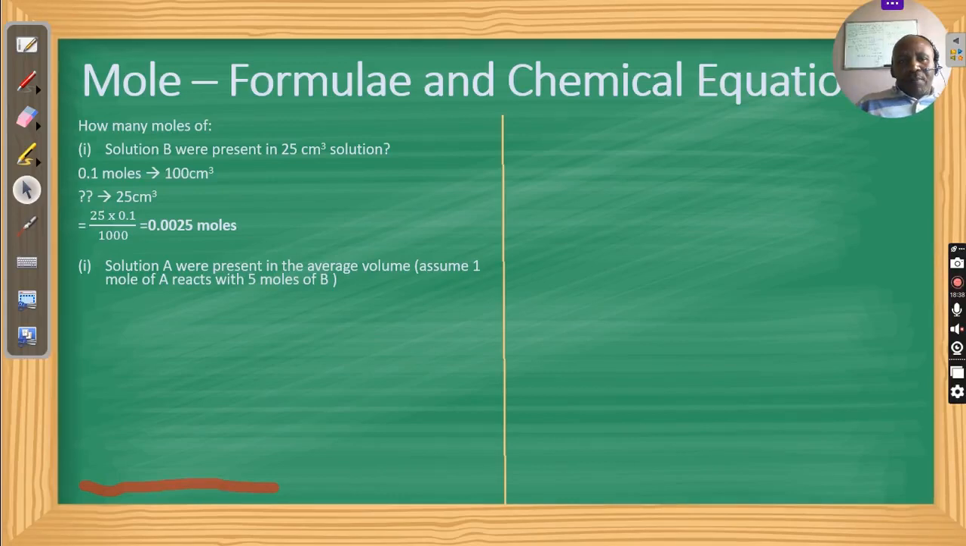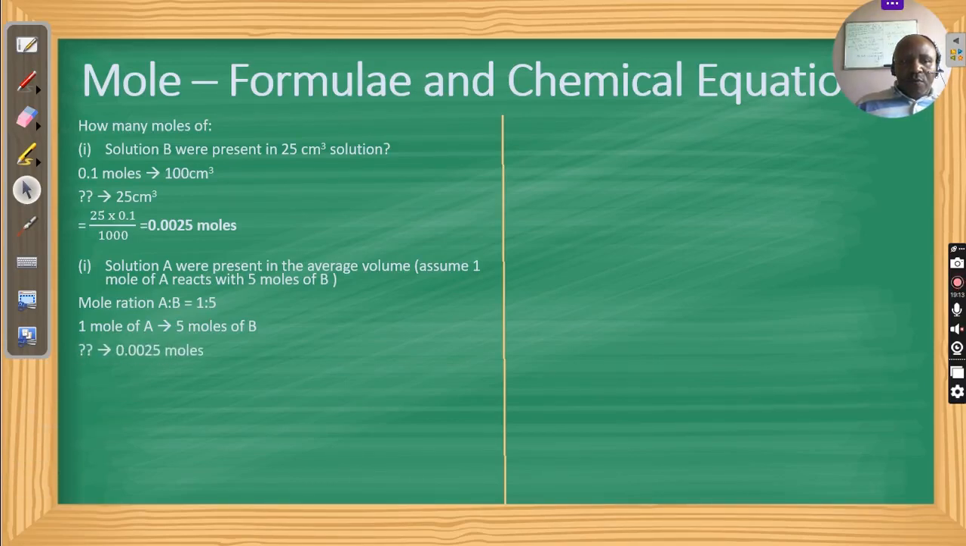How many moles of solution A were present in the average volume? Assume 1 mole of A reacts with 5 moles of B. So you've been given the ratios there, because you cannot do the equation now, but you have been given the ratios that 1 A reacts with 5 B's, and we have already seen that B is 0.0025.